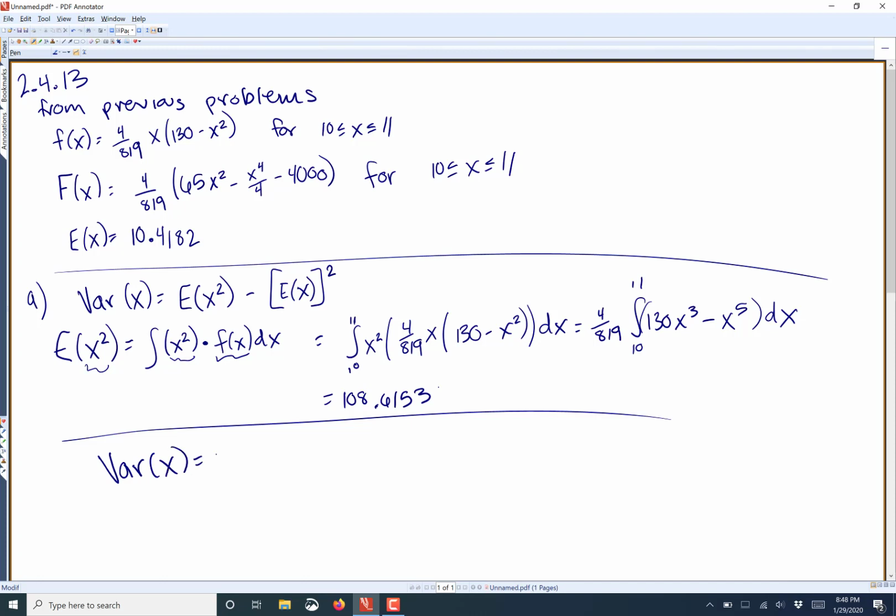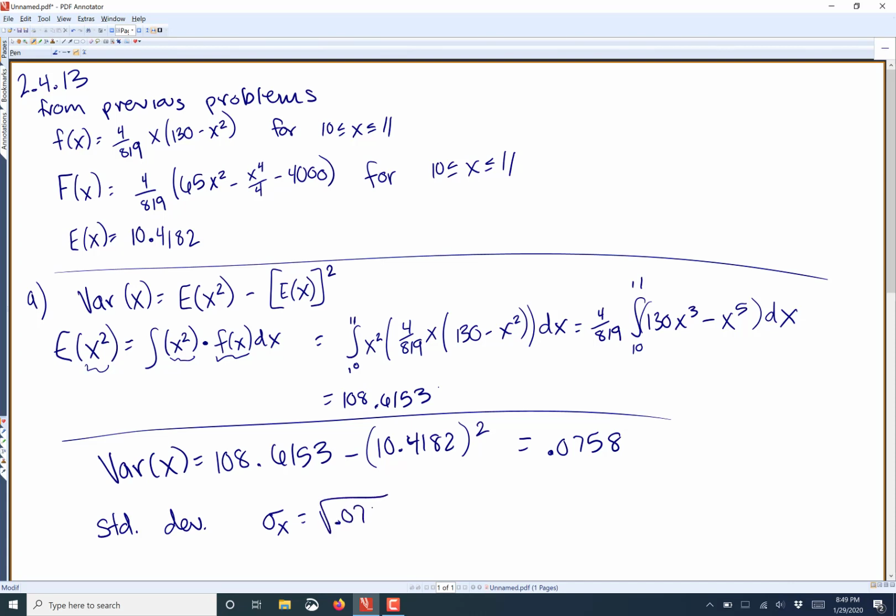So now back to variance of x. It'll just be the expected value of x squared, which is 108.6153, minus the expected value of x squared. So this is 10.4182 squared, which should give me about 0.0758. Notice I like to go at least 2 decimal places, so I'm not messing up just by rounding. Okay, we found the variance, so now our standard deviation for x is just the square root of that. So square root of 0.0758 gives me 0.275. So that's how you find standard deviation.